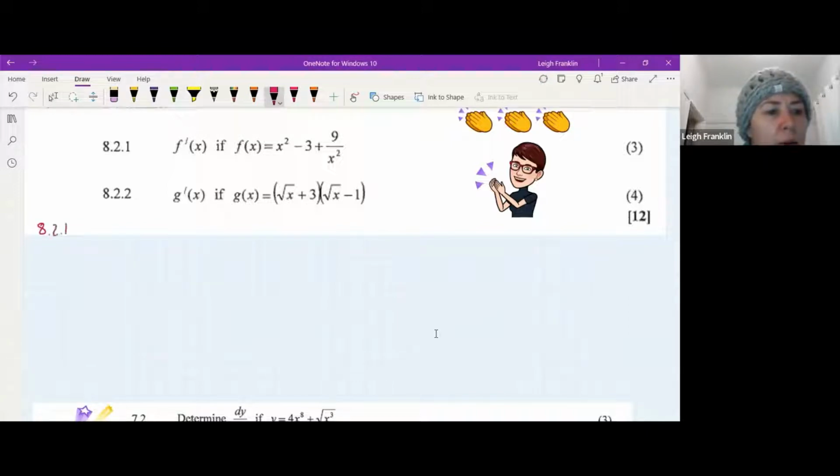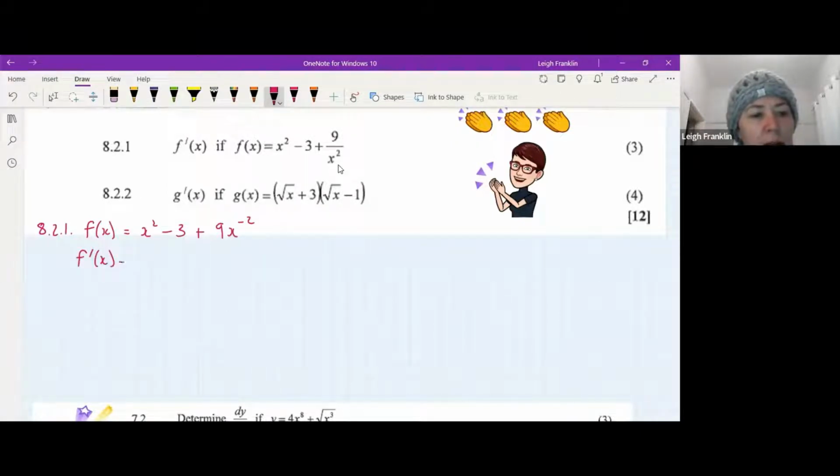8.2.1, all we need to do is get rid of the divide line over here and get that x squared into the numerator. So f of x equals x squared minus 3 plus 9x to the power of negative 2. And now we're ready to differentiate. So we're going to write f prime x equals 2x. The minus 3 is going to become 0. And then here we'd end up with minus 18x to the power of negative 3.